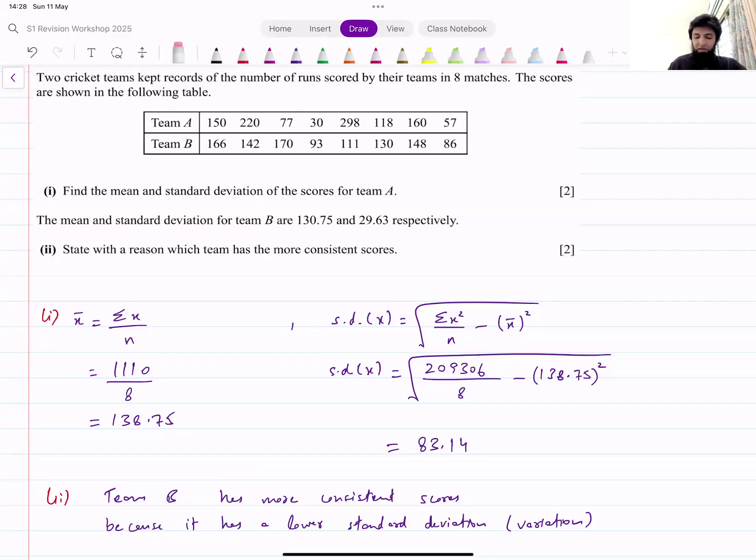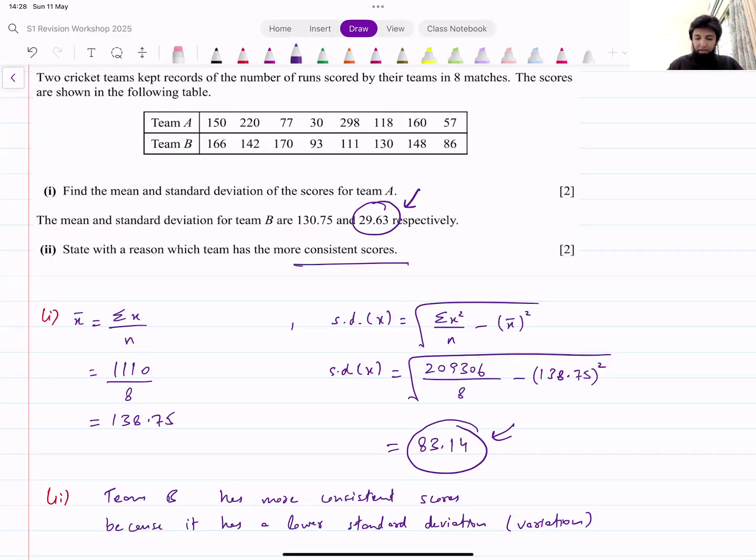Now, they have not made you find the standard deviation for the other data. They actually gave you these values. You found the standard deviation for A as 83.14, and they're telling you that the standard deviation for B is 29.63. Now, they've also given you the mean value for this, although that's not going to be used anywhere. It's just for confusing you.